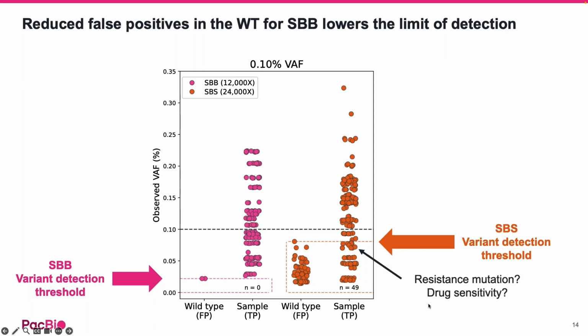And this is significant because let's take this variant here, for example. It's very close to that threshold, but it wouldn't be called given this threshold that we have to apply due to the false positives. And it could be that this variant is one that indicates that the tumor is developing resistance, or perhaps conversely, it's a variant that confers drug susceptibility. But either way, you would be missing this variant completely using existing technologies because of the high false positive rate in your wild type.